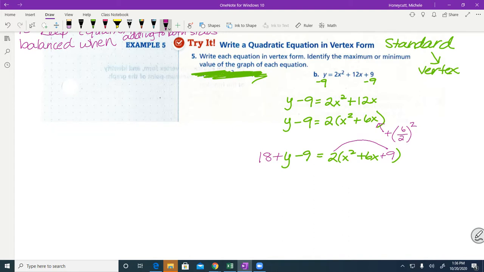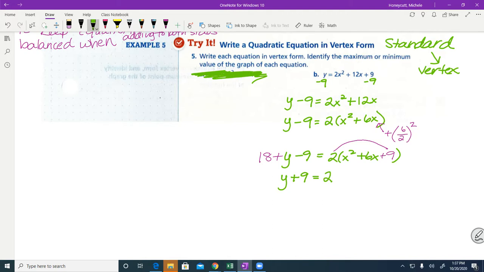On the left side, it looks like I'm adding 9, but it's really 18 because the 9 gets distributed with the 2. So then I'll simplify everything. Let's see. 18 minus 9 is 9. So on the left side, I have y minus 9? No, 18 minus 9 is positive 9. Y plus 9 equals 2.